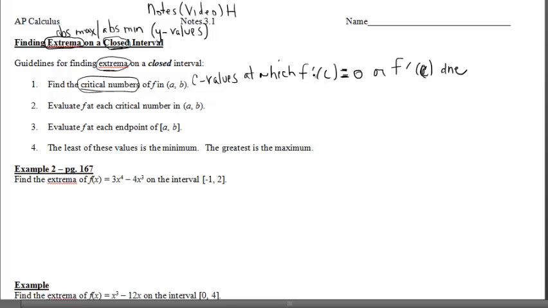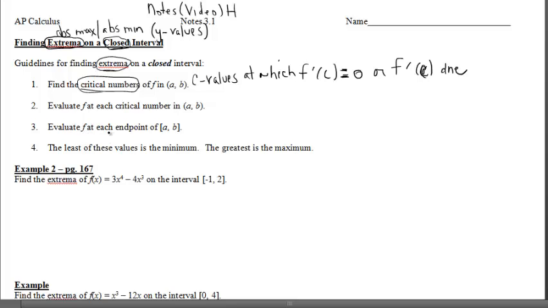And just to get you a real quick visual, that could be at a min or max, a flat spot, or it could be at a sharp turn. All right, so we're going to find the critical numbers. We'll look at that step in a minute. Step 2: evaluate the function, the regular graph, at each critical number. That just means that once we find these c values, we're going to plug them back into the original to get the y values.